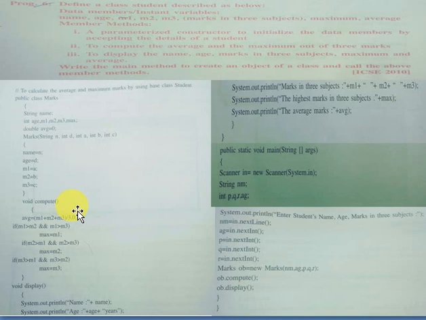Display the name, age and marks of 3 subjects, maximum and average. So the display function displays the name, age, all 3 subject marks, highest marks and average marks. Display all of them in a display function. Then write the main method to create an object of the class and call the above methods.